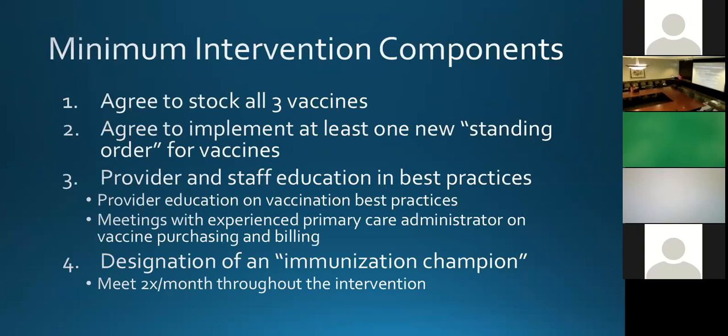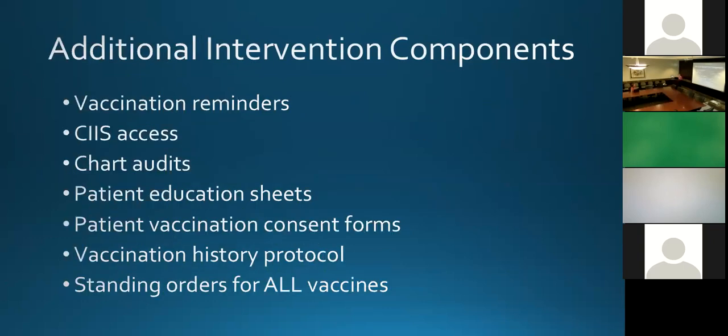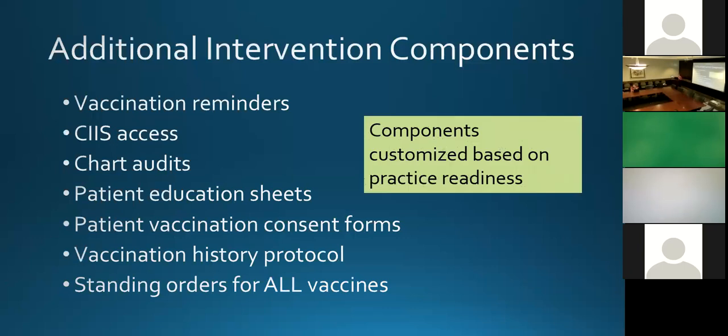And then finally, we designated within each of the intervention practices an immunization champion who could help spearhead the intervention, and who eventually ended up meeting about twice a month with the study team throughout the intervention. We also made a list of several alternative or additional intervention components that could potentially be implemented in the practices. These were really based on the practice's readiness. What were they doing already?